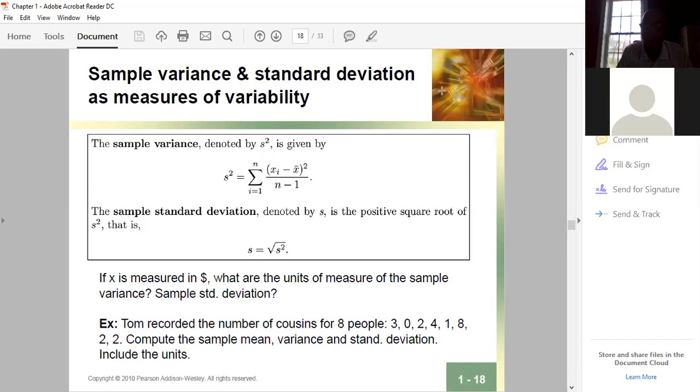Let me stop sharing this one and let me set my whiteboard with these numbers. So this is my whiteboard, and let me write the numbers. The numbers were 3, 0, 2, 4, 1, 8, 2, and 2. Let me rewrite again because I need some more space. So 3, 0, 2, then 4, then 1, and then 8, then 2 and 2. These are the numbers.